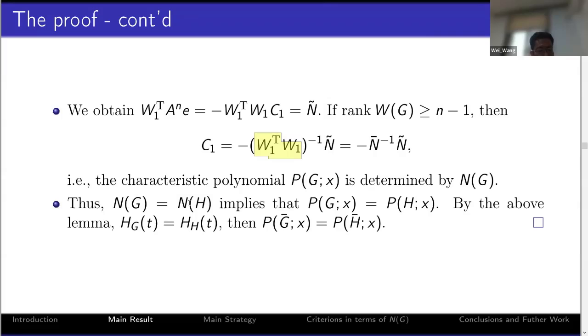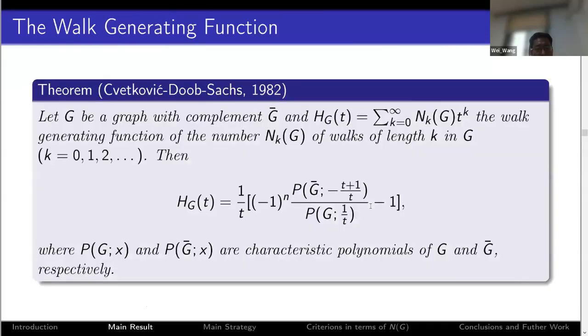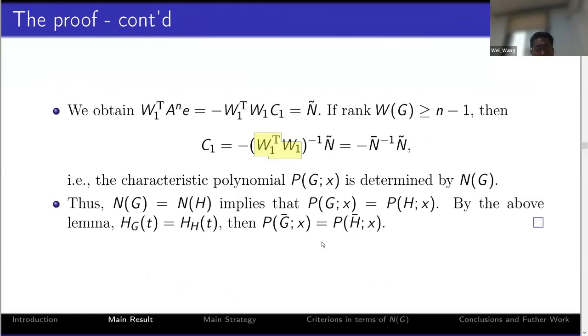From here, you can see the characteristic polynomial is determined by N_G. So N_G equals N_H would imply they have the same characteristic polynomial. And also by this formula, once the two graphs have the same generating function, the same characteristic polynomial, then they will have the same characteristic polynomial for their complements. So that's how we have this one.